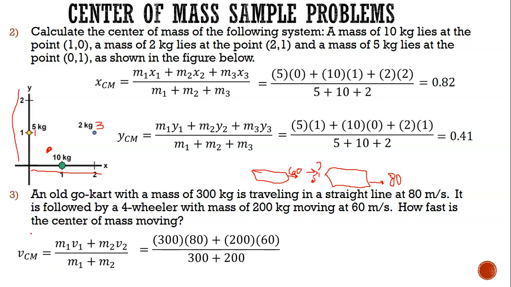So it'll be 300 times 80 plus 200 times 60 over 500, and we get 72 meters per second. So this makes sense because this mass is heavier, so the number is going to be closer to 80 than it is to 60. So hopefully you understand a bit more about the center of mass now.